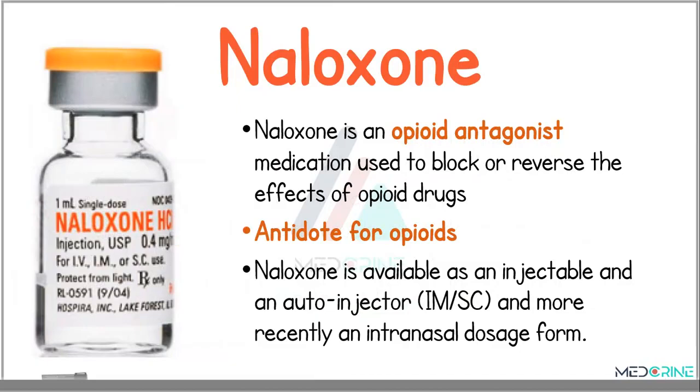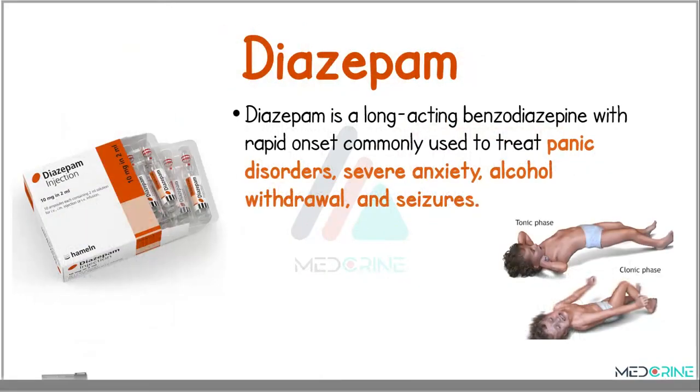Then naloxone is an opioid antagonist that is used to block or reverse the effects of opioid drugs, for example, pethidine, morphine. It is the main antidote for opioids and is available as an injectable and auto-injector. And more recently, there is a development of intranasal dosage forms. Then we have diazepam. Diazepam is a long-acting benzodiazepine which has rapid onset, and we use it commonly to treat panic disorders, anxiety, alcohol withdrawals, and seizures.